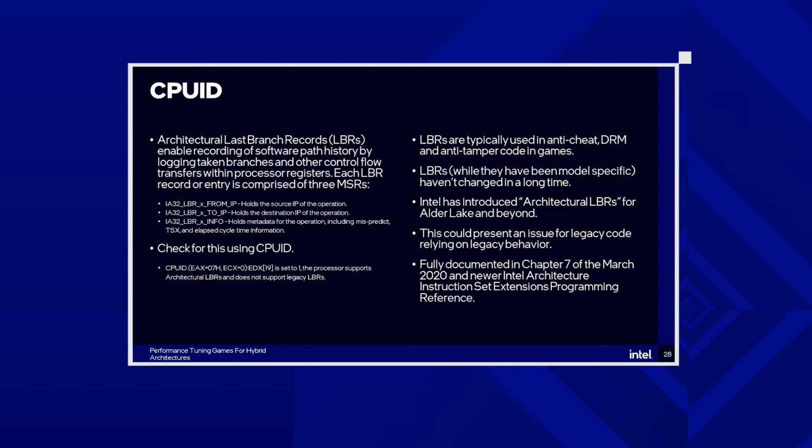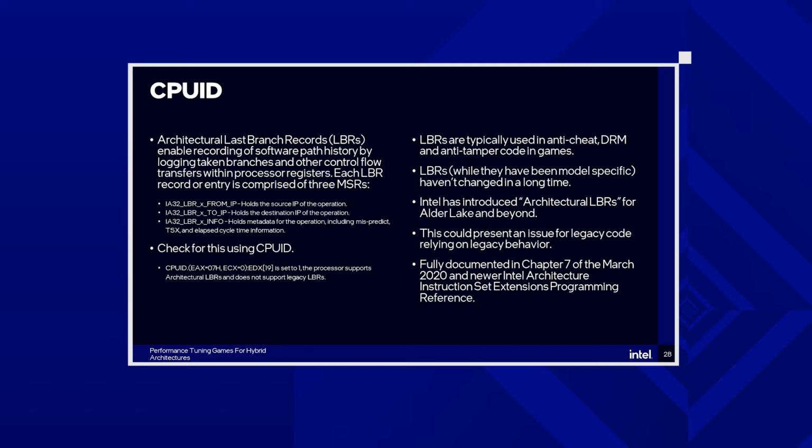One other thing that's different on this hardware is we've introduced architectural last branch records. These enable the recording of software path history by logging the taken branches and other control flow registers within the processor. Each LBR record or entry is comprised of 3 MSRs: the from IP MSR, the to IP MSR, and the info MSR. From IP holds the source IP of the operation, to IP holds the destination IP of the operation, and info holds metadata for the operation, including mispredicts, TSX, cycle time information, etc.